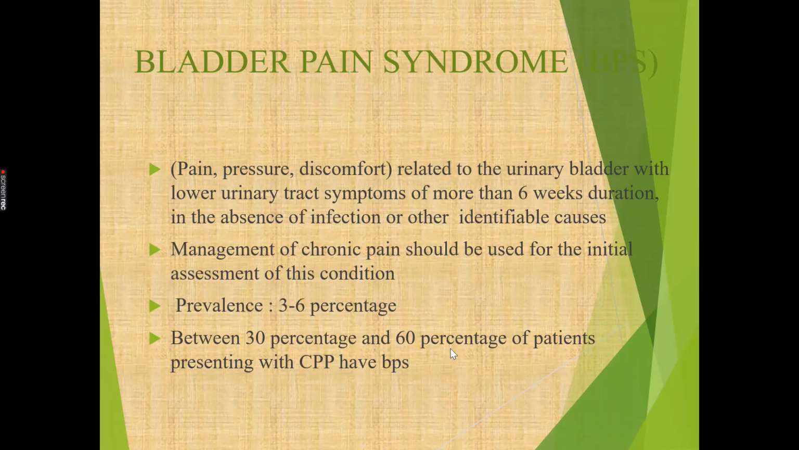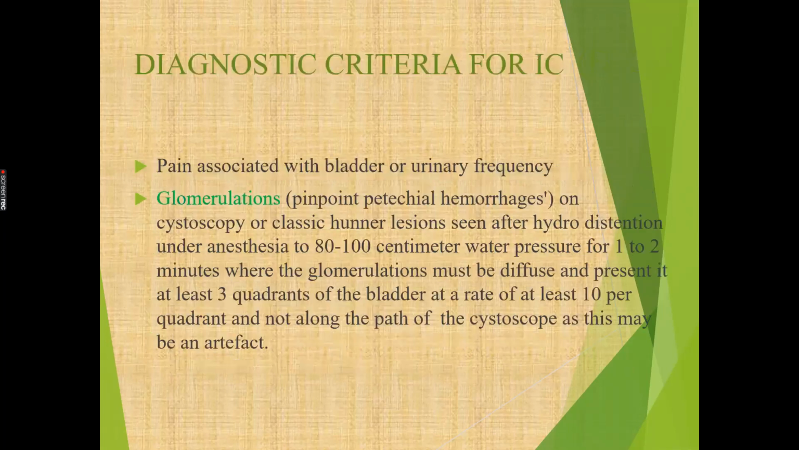Prevalence is 3 to 6%. Between 30% and 60% of the patients presenting with chronic pelvic pain have bladder pain syndrome. Diagnostic criteria for interstitial cystitis: pain associated with the bladder or urinary frequency, glomerulations, that is pinpoint petechial hemorrhages on cystoscopy, or the classic Hunner's lesions seen after hydrodistension under anesthesia to 80 to 100 centimeters of water pressure for 1 to 2 minutes, where the glomerulations must be diffuse and present in at least 3 quadrants of the bladder at a rate of at least 10 per quadrant and not along the path of the cystoscope, as this can be an artifact as well.